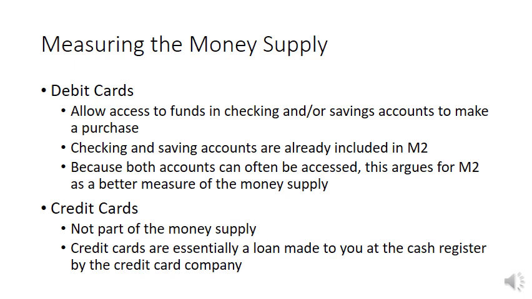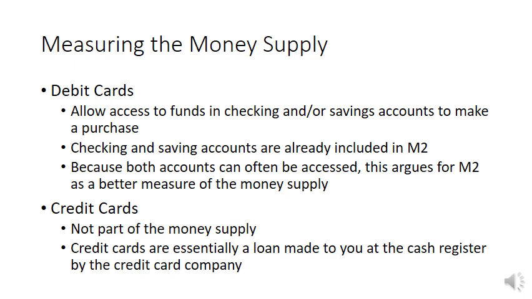So when we think about measuring the money supply, it's also useful to think about what's not in the money supply. So here we have two very common ways people spend money, debit and credit cards. And debit cards are just tied to our checking account, so essentially they are part of M1. They allow easy transfer in and out. But what about credit cards? Credit cards are not part of the money supply, and it's useful to think about the difference between a debit and a credit card. Because a credit card is essentially an IOU.